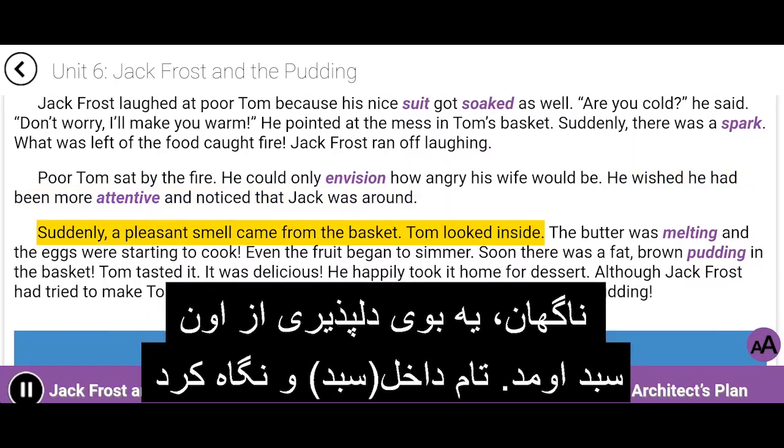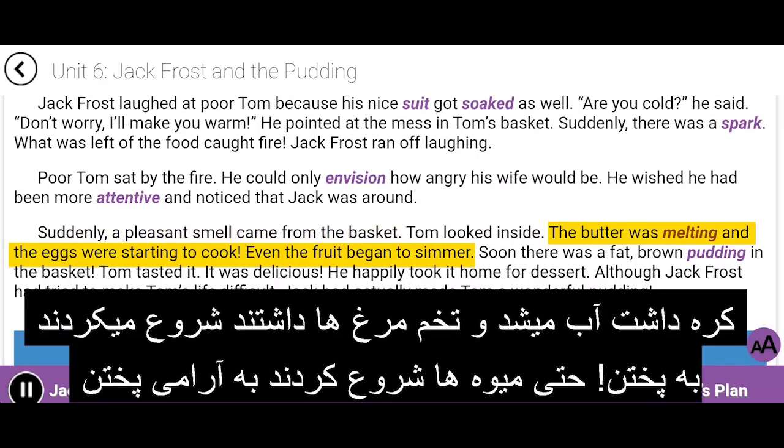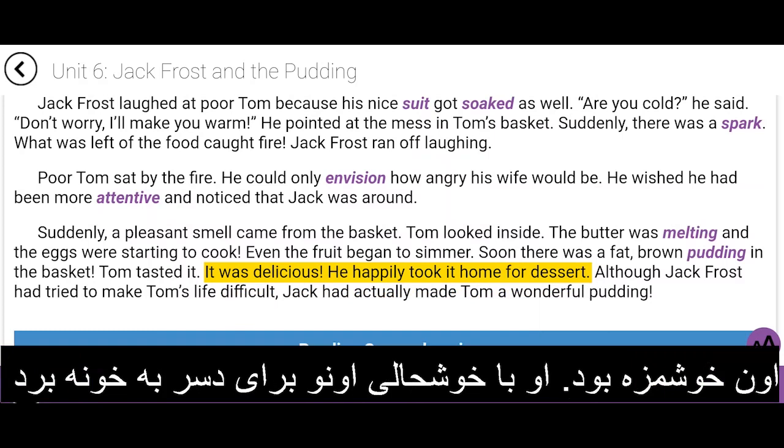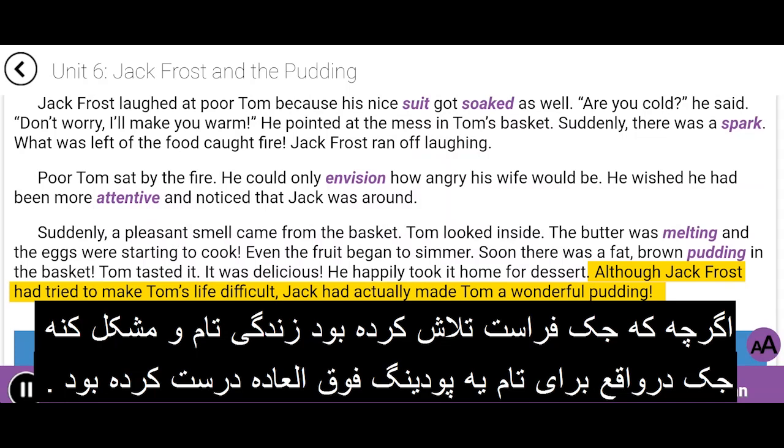Suddenly, a pleasant smell came from the basket. Tom looked inside. The butter was melting, and the eggs were starting to cook. Even the fruit began to simmer. Soon there was a fat, brown pudding in the basket. Tom tasted it. It was delicious. He happily took it home for dessert. Although Jack Frost had tried to make Tom's life difficult, Jack had actually made Tom a wonderful pudding.